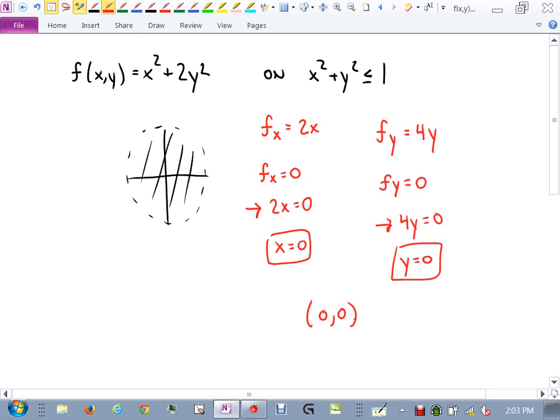Now, we do not have to calculate D. We don't. Because, why don't we need D?